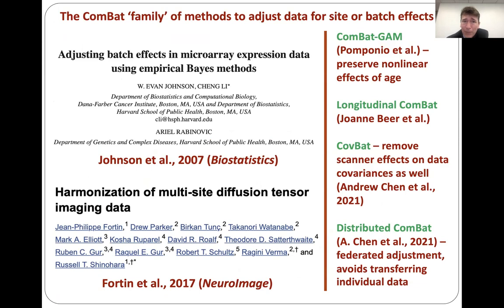Originated in genomics, in fact, microarray expression data. This paper, a really good paper by Evan Johnson and colleagues in 2007, explained how if you collect data at multiple sites, or in fact in batches on multiple occasions, there's a way to adjust the data from each batch so that it's more harmonious. And J.P. Fortin et al. in NeuroImage extended this to diffusion tensor imaging data. And then there's three extensions, ComBat-GAM, longitudinal ComBat, and CovBat, that adjust multi-site data in different ways. I'll tell you a bit about them in a minute. And even most recently, distributed ComBat that can do an adjustment of data remotely to make the data from different sites more comparable.